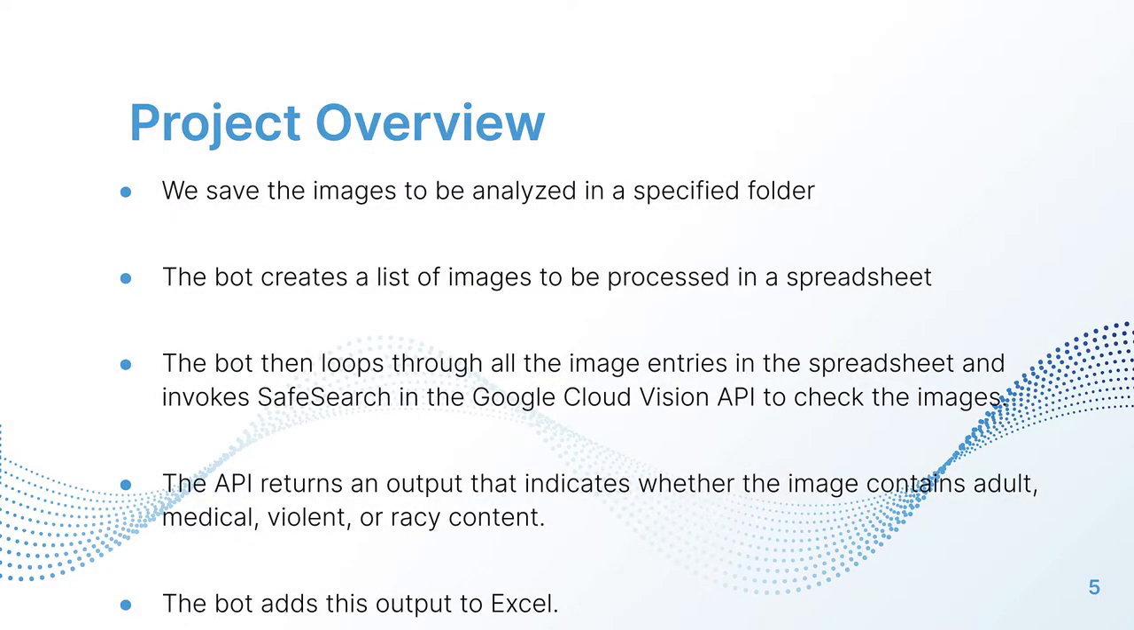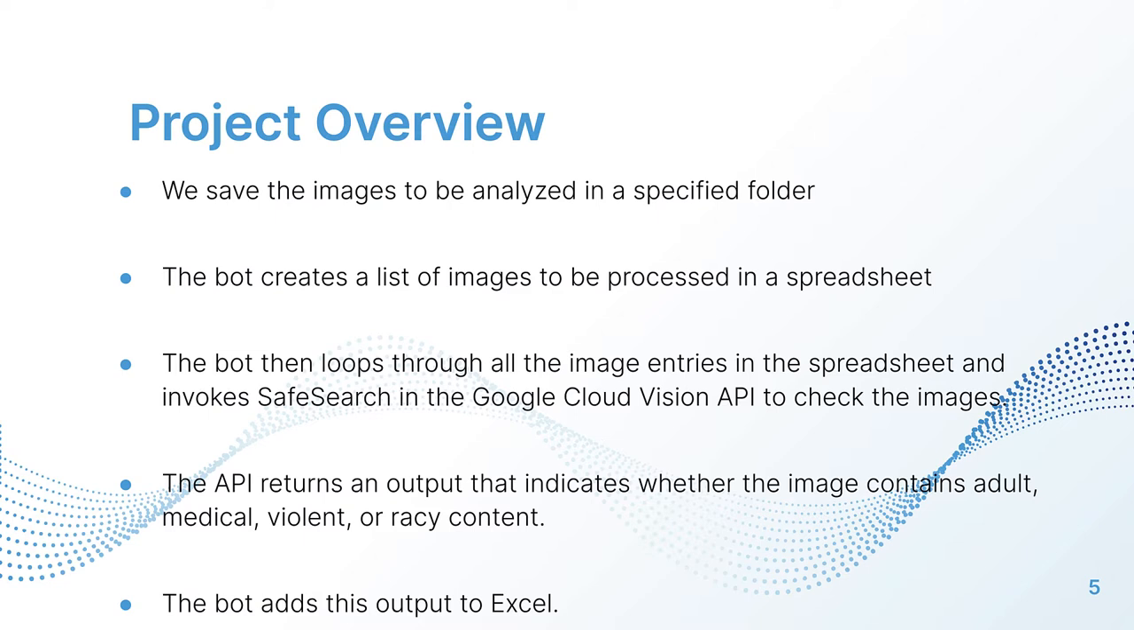Here's the project overview. We will first save the images to be analyzed in a specified folder. Then the bot will create a list of the images to be processed in a spreadsheet. Next, the bot will look through all these images and invoke the Google Cloud Vision API to check the images.